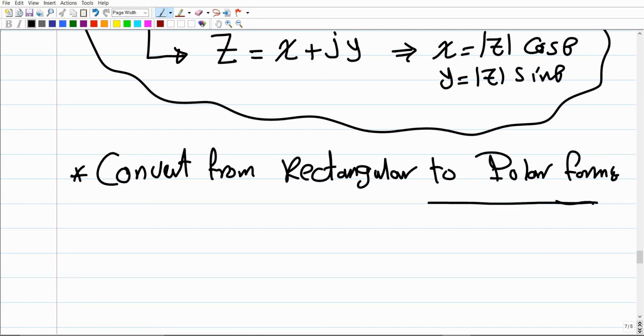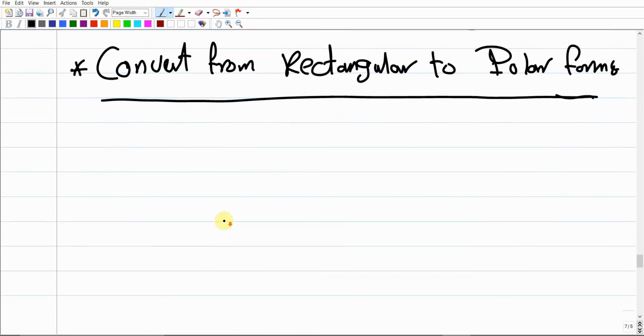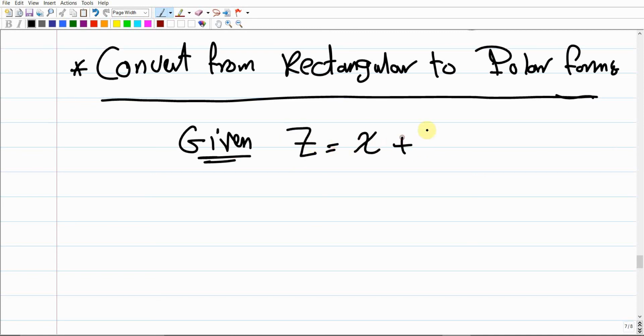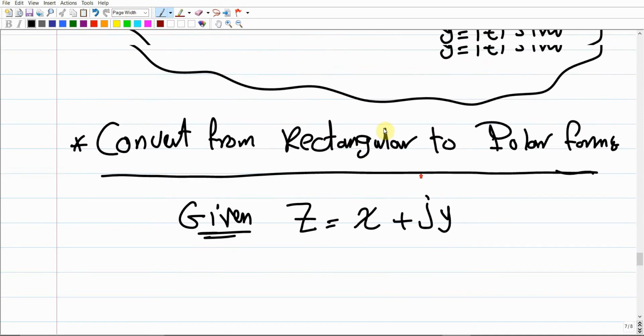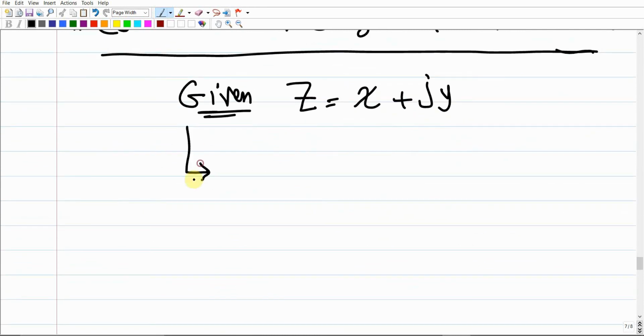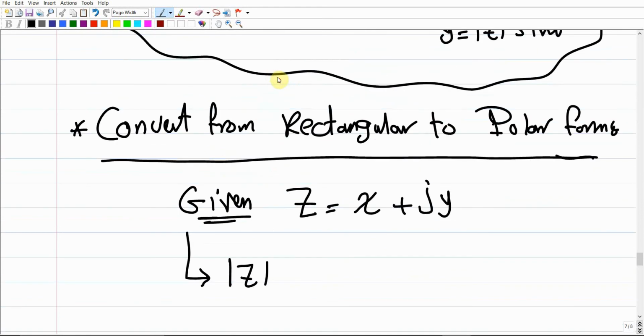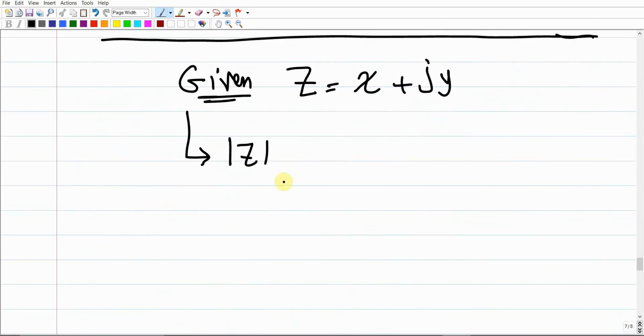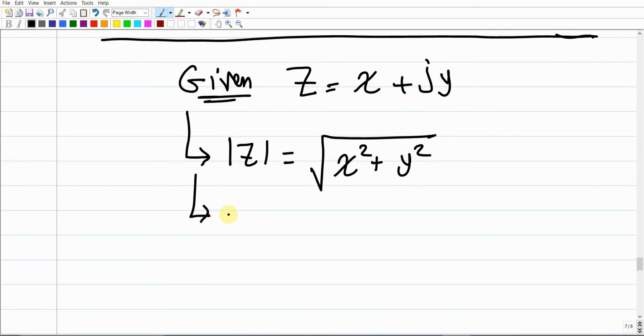So the complex number in rectangular form would be given as z equals x plus jy, where x, again, is the real part and y is the imaginary part. To convert into the polar form, we need the magnitude, because the polar form requires the magnitude of z. This magnitude is going to be the square root of x squared plus y squared. Then you calculate this value. Your objective then is just to find theta.